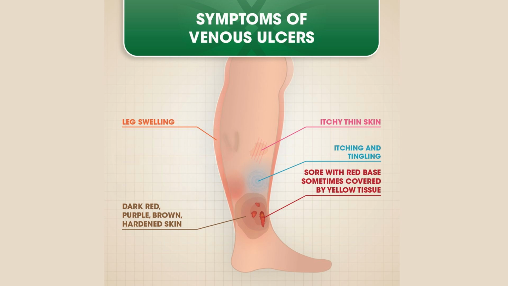For venous leg ulcers, the symptoms may include swelling of the legs, especially around the ankle, dark discolored skin around the ulcer area, itching, heaviness, or a feeling of tightness around the lower legs, and the presence of varicose veins.